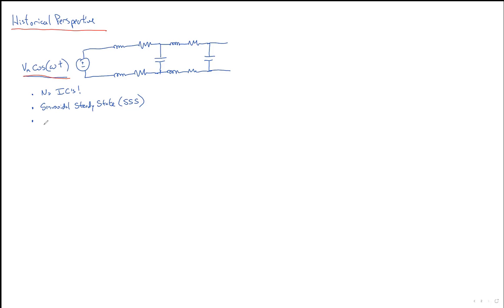So if we were taking a look at it from a differential equation standpoint, there is only a forced solution part. There's no natural solution. That natural solution would have decayed away long ago. And that brings us to phasors.